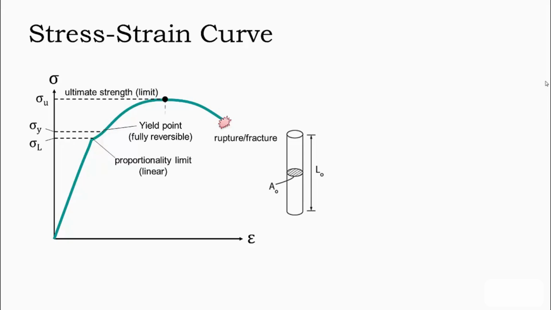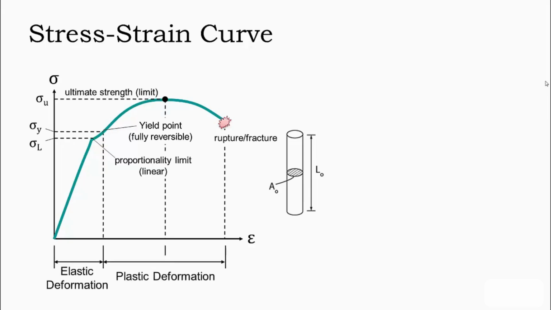Now we can divide this curve up further into a portion that is elastic, i.e. the deformation is reversible, and a portion that is plastic. The plastic region can be divided even further into a portion of strain hardening and a portion of necking, where necking is a localization of the cross-sectional deformation.